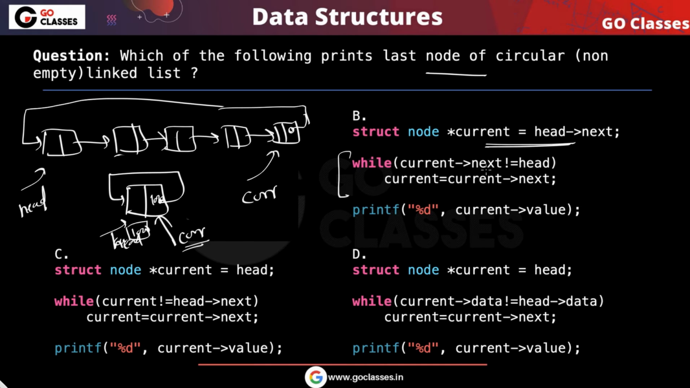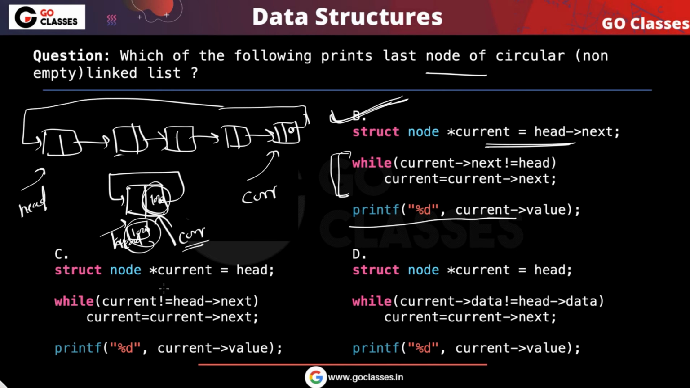And now current next and head. Current is pointing here, current next means this 1000, and head, which is 1000, both are actually the same. So that's why it will not go inside the while loop, and it will actually print the current value, which is actually the last node only. So that's why B will also work, right? So A and B both will work.